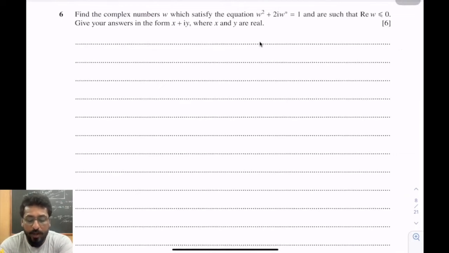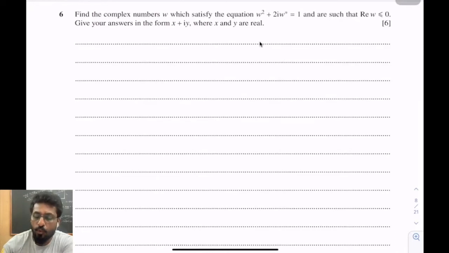So find the complex numbers W. You can read it as W, you can read it as omega. Okay, I'm going to read it as omega. So find the complex numbers omega, which satisfy the equation omega square plus 2i omega star. That star over there signifies it's the conjugate of omega. So I'll read it like omega square plus 2i omega conjugate is equal to 1 and are such that real part of omega should be less than or equal to 0.